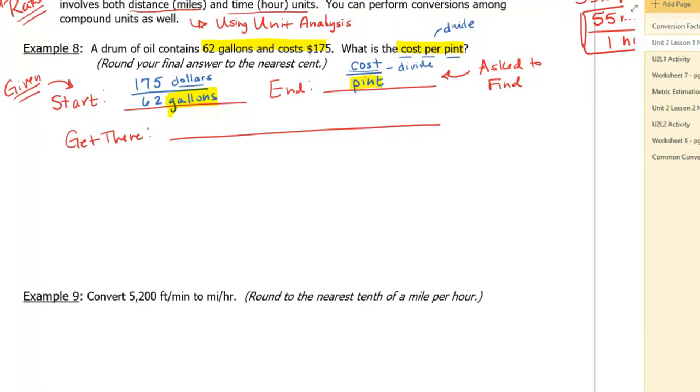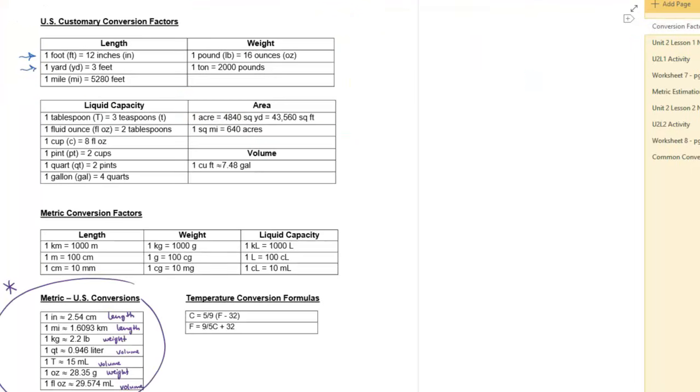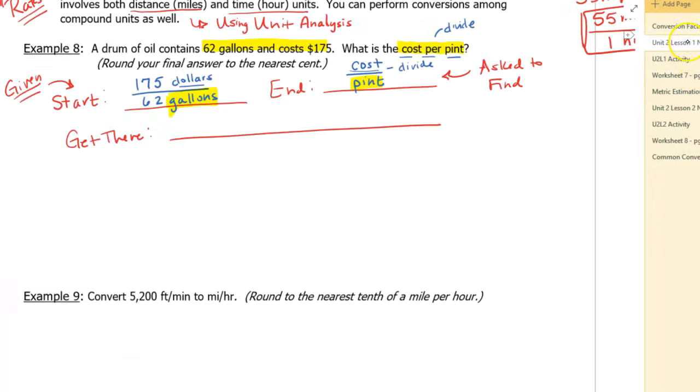Let's go back to our conversion chart and see how can we go from gallons to pints. That's liquid capacity, so let's see. We can go from gallons to quarts using 4 quarts in a gallon, and we can go from quarts to pints using 1 quart is 2 pints. So let's go back to our problem. So our conversion factors are going to be 1 gallon is equal to 4 quarts, and 1 quart is equal to 2 pints.